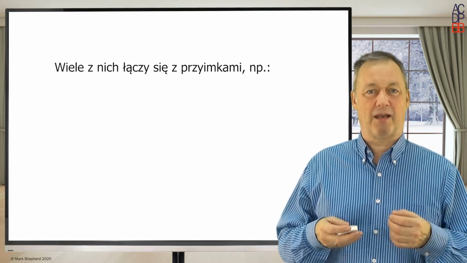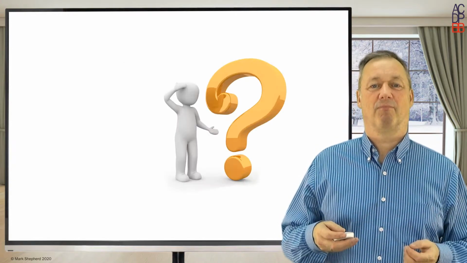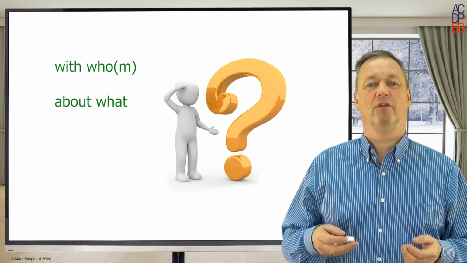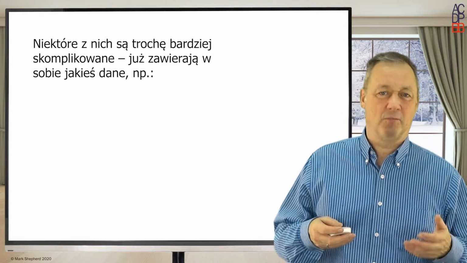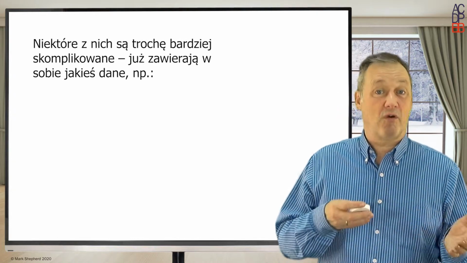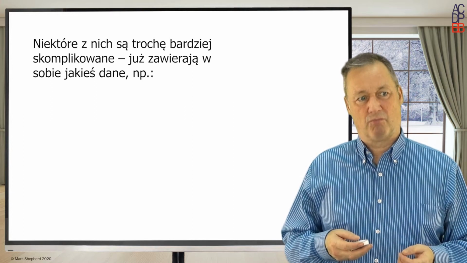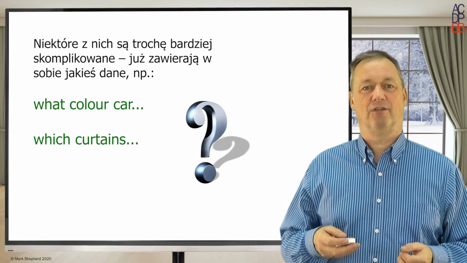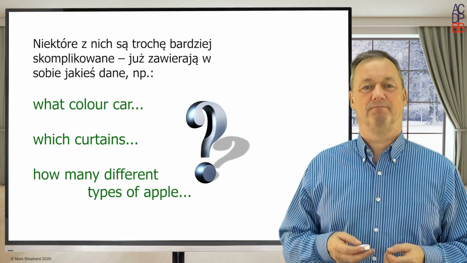Many of them can be combined with prepositions. For example, z kim, with whom. O czym, about what. Dokąd, to where. Some of them are a little more complex. They already have some data included. For example, what colour car? Which curtains? How many different types of apple?